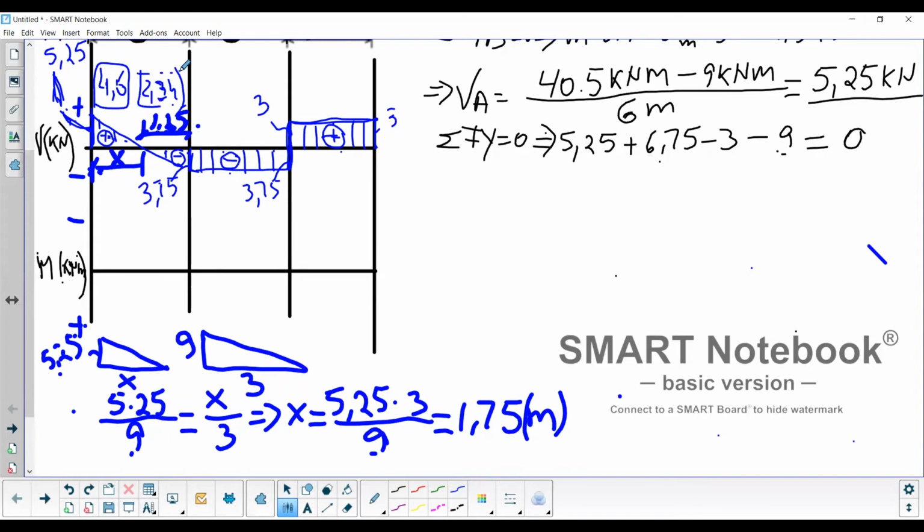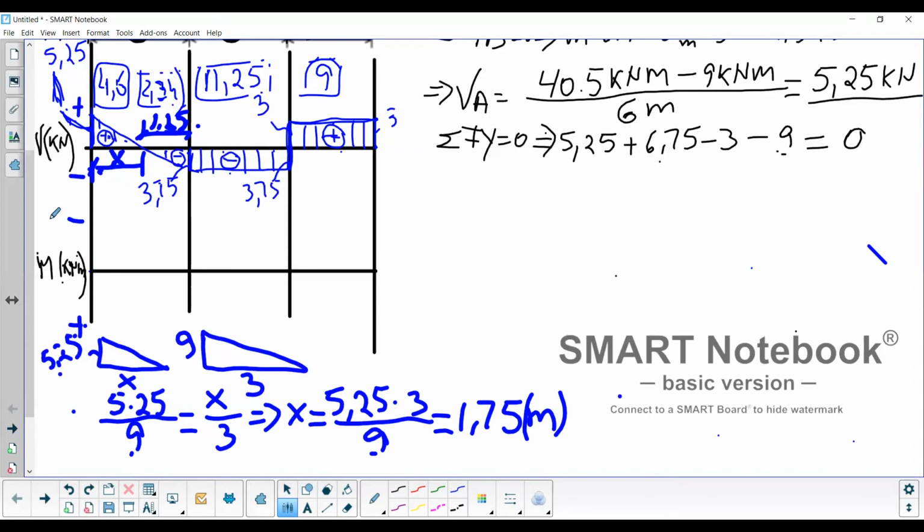234. Area number 3 is 3.75 times the length of the section, which is 3, which makes it 11.25. And number 4, 3 times 3, we got 9. Now let's start and draw the moment diagram. Again, we start at 0 because we don't have a moment at the support. The moment at the support is 0.